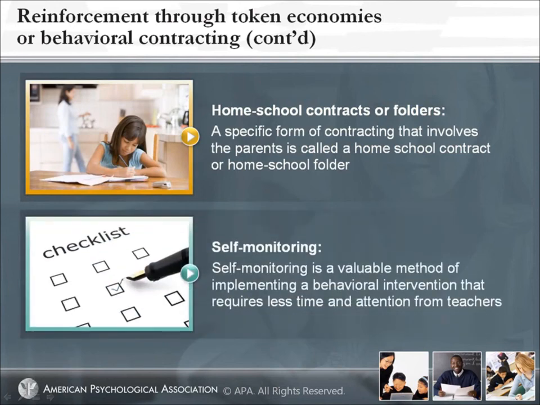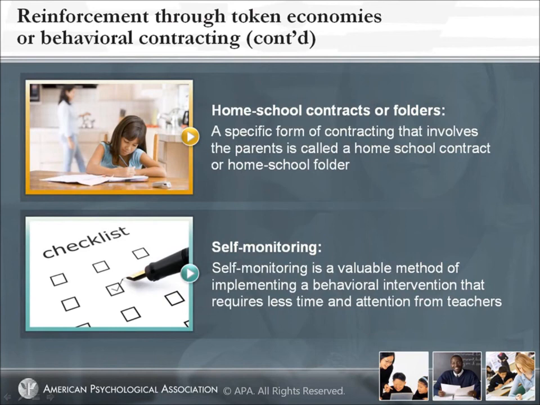Self-monitoring. You know how busy the classroom can get, and that there is not a lot of time for you to monitor the work completion of every student every day. Therefore, self-monitoring is a valuable method of implementing a behavioral intervention that requires less time and attention from teachers. In self-monitoring of academics, students can monitor their own progress on assignments, checking off assignments on a check sheet, on their desk, or in a folder. In self-monitoring of behavior, students can count the number of times they engaged in a positive or negative behavior on a check sheet or wrist counter.